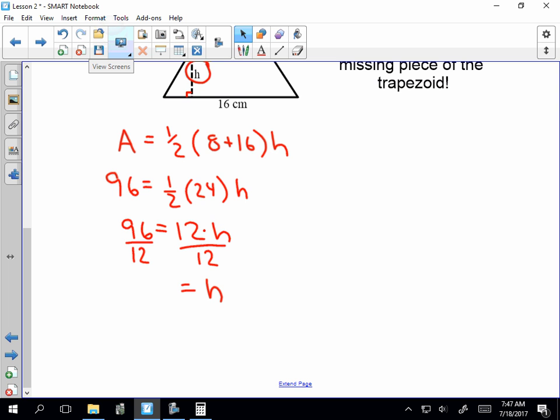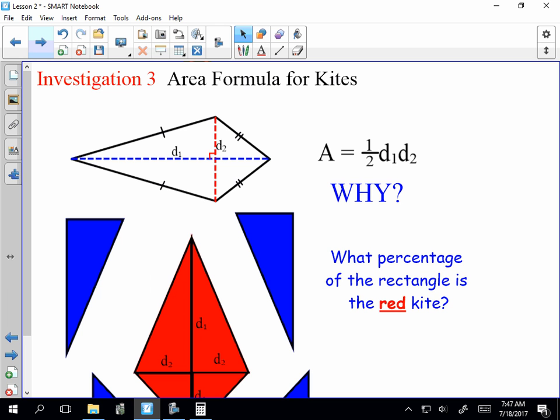Okay, and we've got a height of 8 centimeters. Once again, in Schoology, you don't have to type the centimeters in. That measurement should be there for you. We're looking for the value when we solve. Now, our last formula for today, finding the area of a kite.